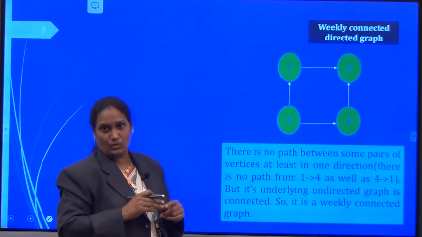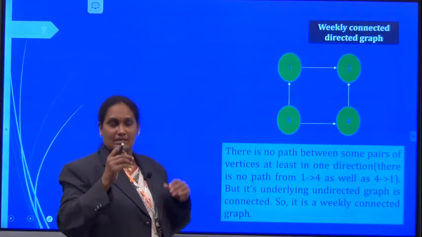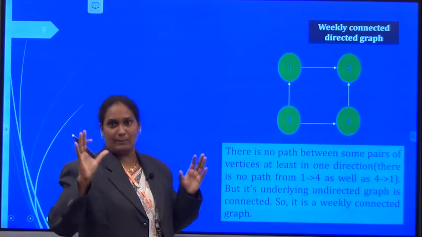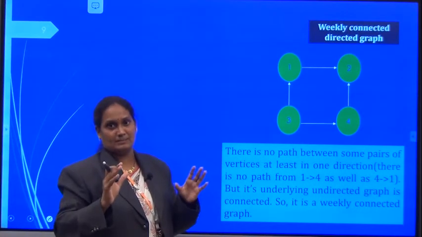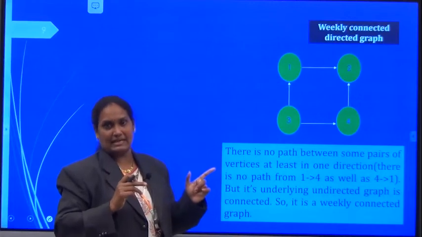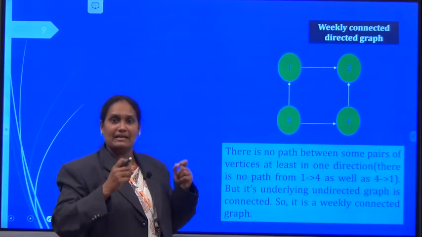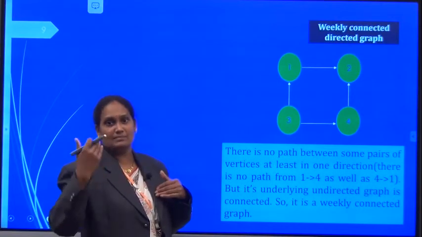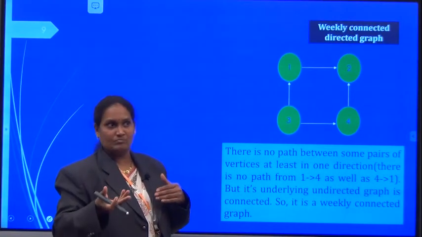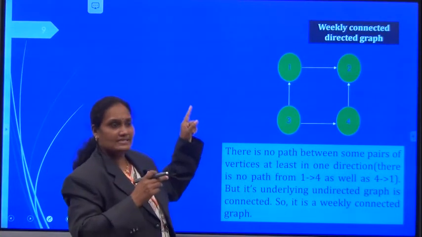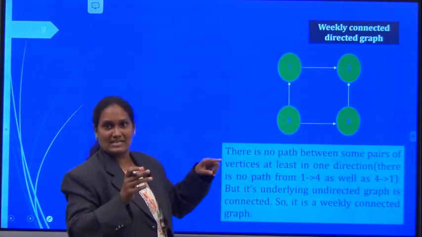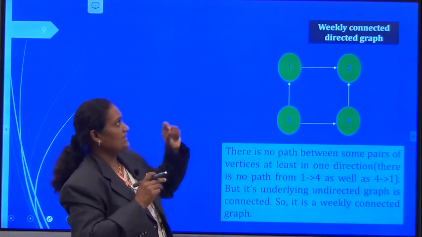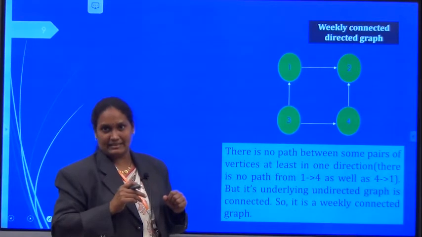But in the earlier two cases, in the first case, the strongly connected graph, there is a path between every pair of vertices in both the directions. But in the case of a partially connected graph, there is a path in at least one direction. There is a path from 1 to 4, but the path may not be present from 4 to 1. But here in this case, there is no path from 1 to 4 as well as from 4 to 1. So this type of graph is called a weakly connected directed graph.